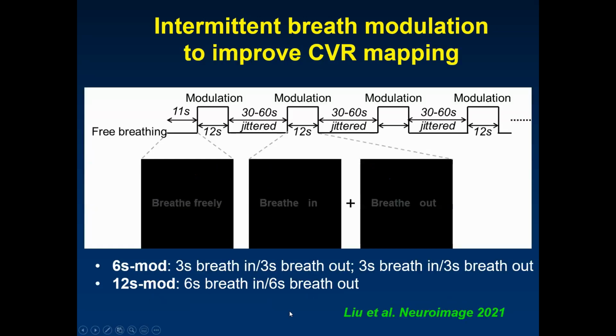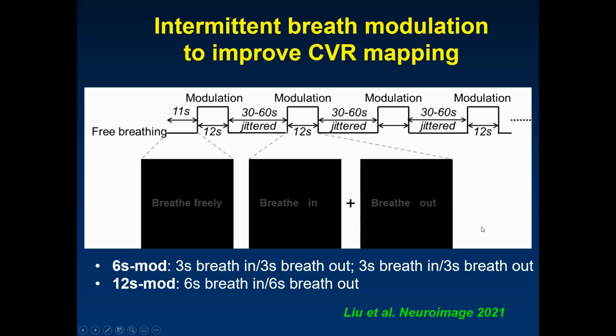One way we have been working on is the intermittent breath modulation. In our method, the scan is still largely based on a resting state scan. But once in a while, we had a 12 seconds modulation period where we have the subject follow paced breathing for 12 seconds. We tried either 3 seconds breathe in and 3 seconds breathe out, or 6 seconds breathe in and 6 seconds breathe out. And then we had a 30 to 60 seconds jitter, like an interstimulus interval, until the next modulation period.